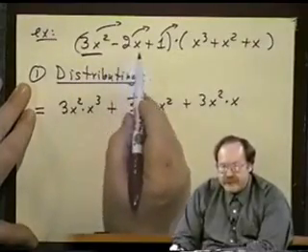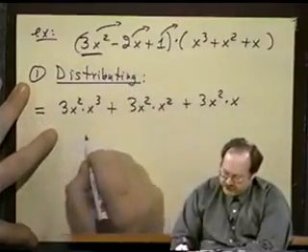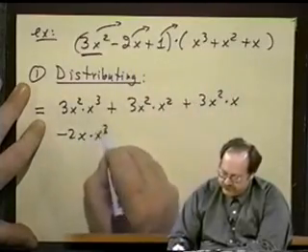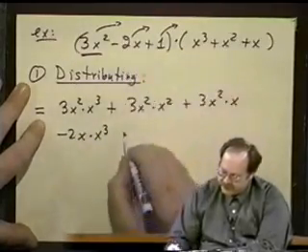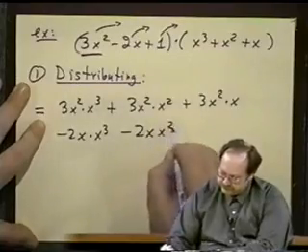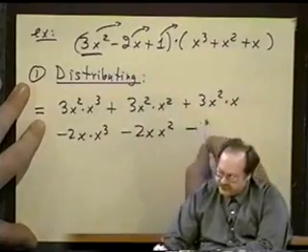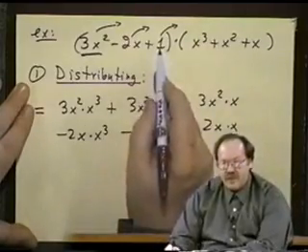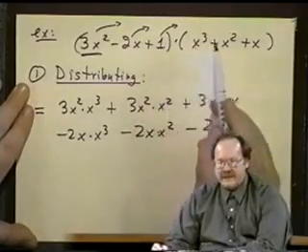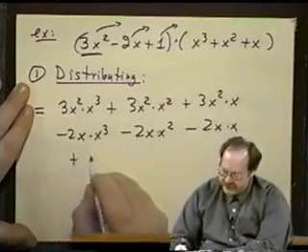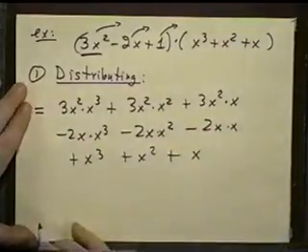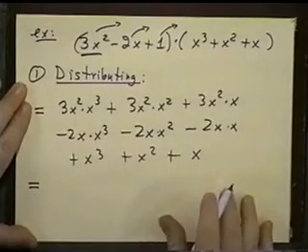Go to my second, which is minus 2x. So I'll have minus 2x times x cubed. Then minus 2x times x squared. Then minus 2x times x, so minus 2x times x. And then finally I have a 1, and the 1's the easiest. 1 times each of these just brings these back. So plus x cubed plus x squared plus x. And now I just have to pull things together.